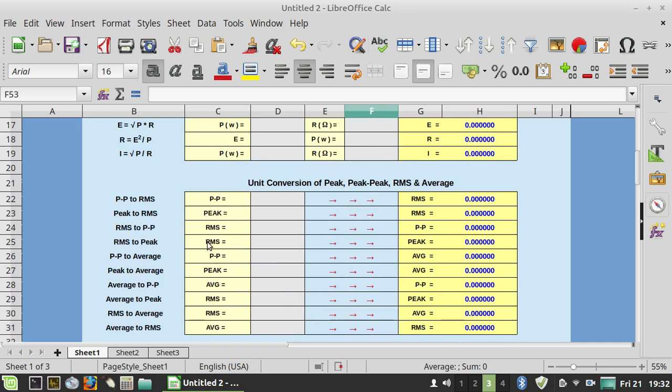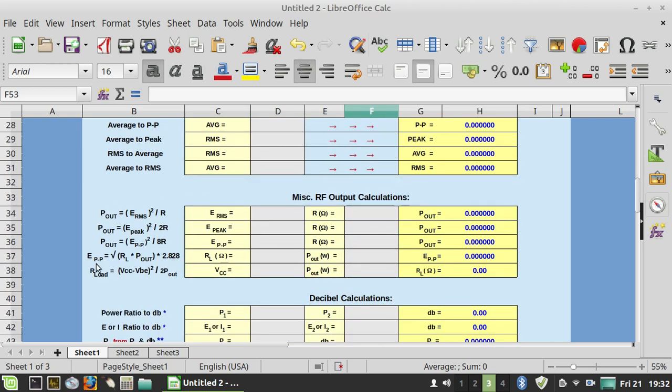Next section, unit conversion. I won't run through the list. You can look and see. Very handy. Very, very handy, as a matter of fact. Next section, miscellaneous RF output calculations.